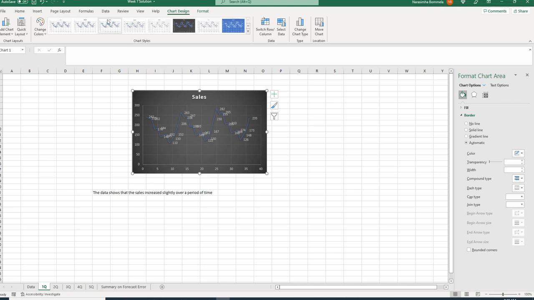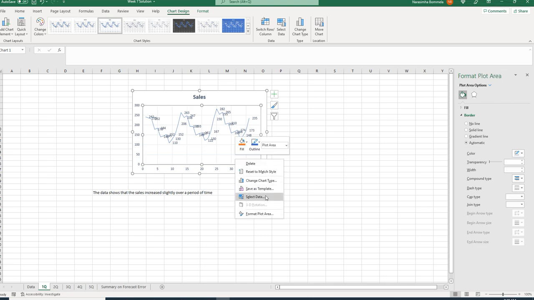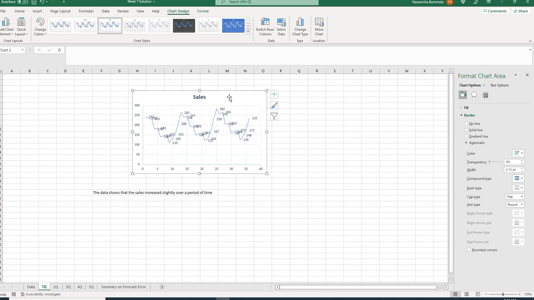You just select a different style, some XYZ style, and you can improvise the graph if you want. That's up to you. You can copy paste this graph, and you are supposed to explain the trend. If you take the first year from January to September, the value of sales is decreasing. From September to January, the sales value is increasing. Again, from January to September, the sales value is decreasing. This is the trend that we are observing.